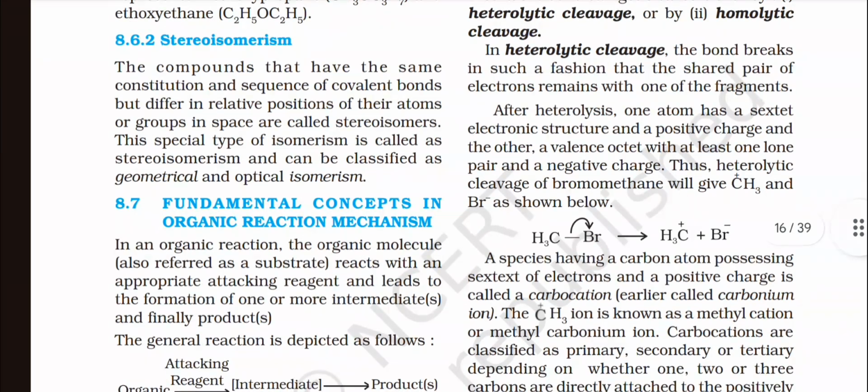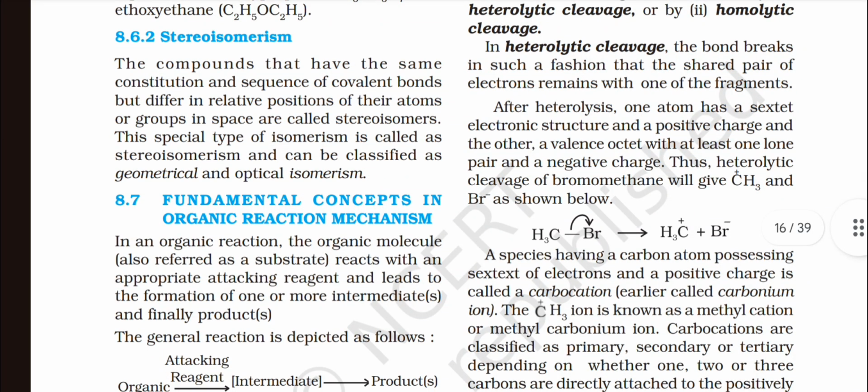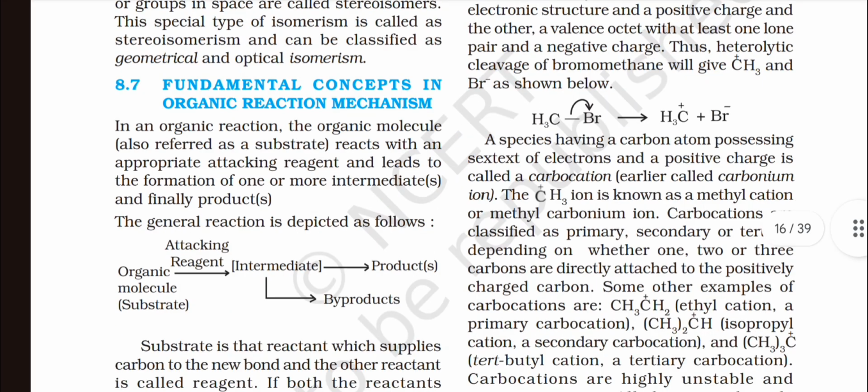Stereoisomerism: compounds that have the same constitution and sequence of covalent bonds but differ in the relative positions of their atoms or groups in space are called stereoisomers. This special type of isomerism is called stereoisomerism and can be classified as geometrical and optical isomerism.